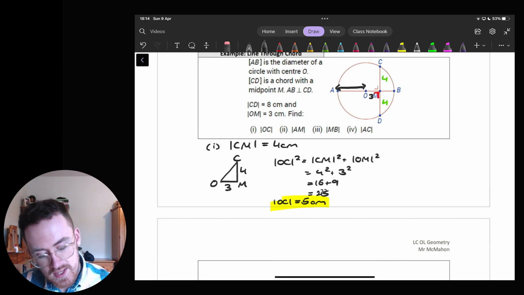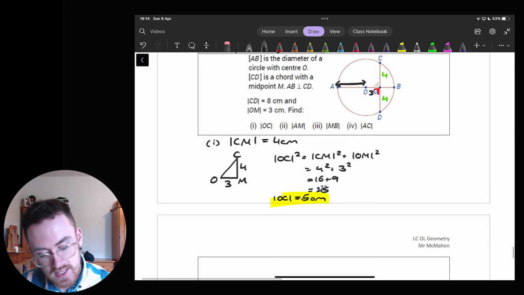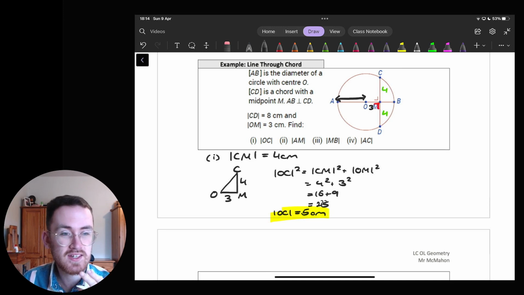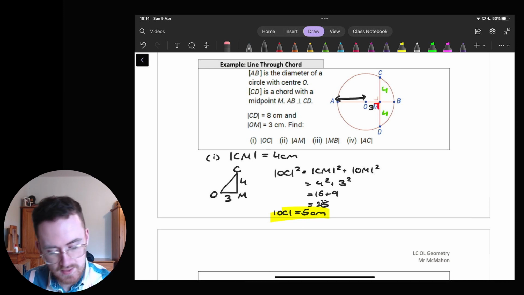So we're looking to find AM, this full line AM. Now we know that OM is 3, so if we can find the radius, we're just going to be adding on that 3 to that. We know what OC is. Okay, so that might come in handy for us in terms of working out... what am I talking about? OC is the radius. Nonsense.